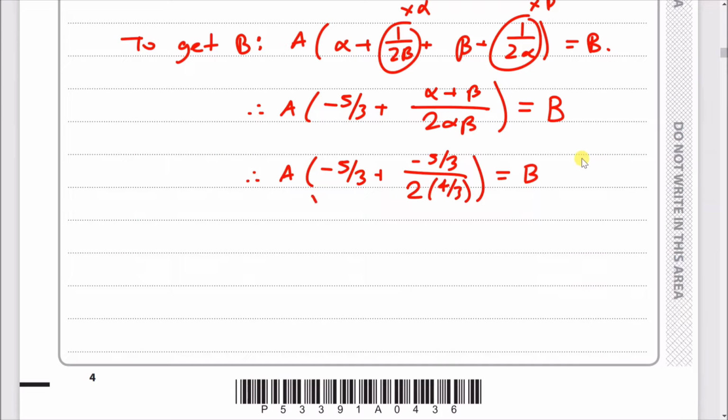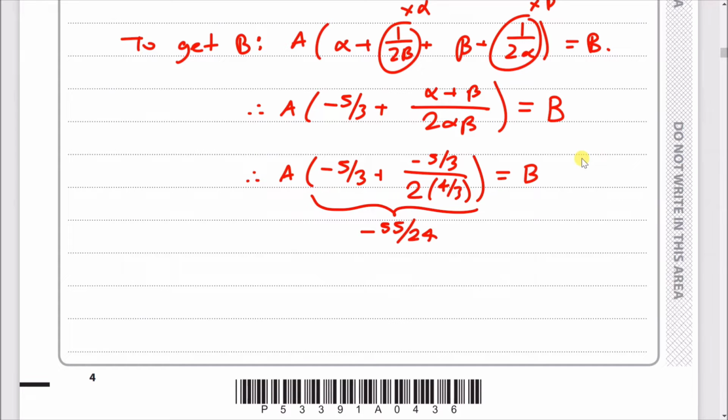Now, again, put all of this in your calculator. I'm not going to lie, guys, this is a lot of steps. So put this in your calculator, and what did I get? I got -55 over 24. Don't worry if the answers are slightly different to the mark scheme, yeah?